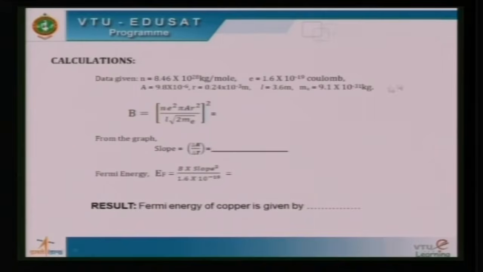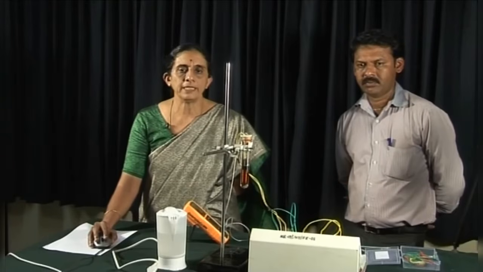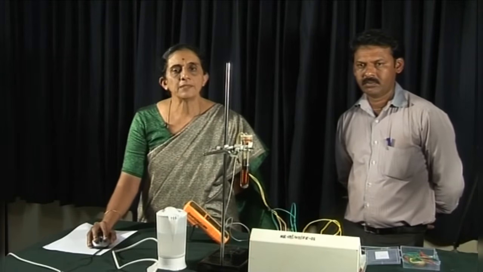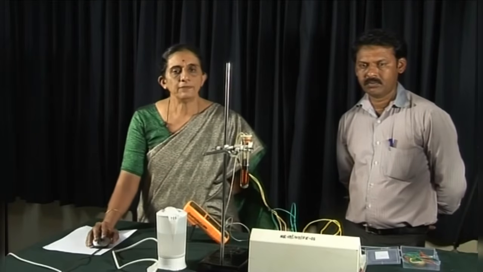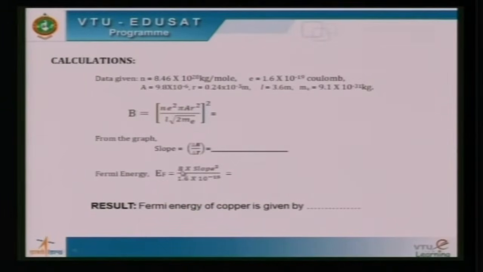e is electronic charge, 1.6 into 10 power minus 19 coulomb, pi is a constant 3.14, a is lambda into T. Lambda is nothing but mean free path of copper that is available in the catalogue, and we determine that value, and r is the radius of the copper wire, L is the length of the copper wire, m_e is mass of the electron. So, we have to determine B separately and insert it in the formula here, so that it is easier to determine the value of the Fermi energy of copper in electron volt.